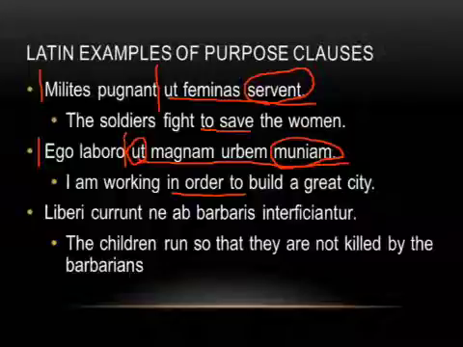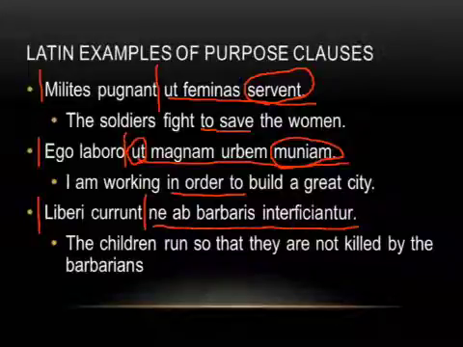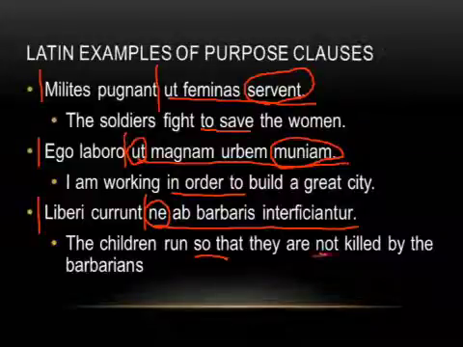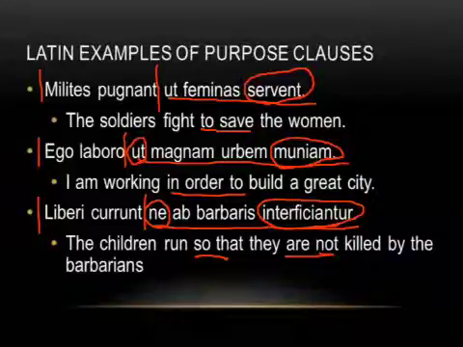I can translate it as in order to, or simply to build, or so that I build a great city. Next, liberi currunt ne ab barbaris interficiantur. So notice again, independent clause, nothing special about it, indicative, the children run. If you just saw liberi currunt, you wouldn't do anything with it but say the children run. Now we're going to look at our purpose clause. The ne makes this negative, so they are running in order that something does not happen. So that they are not killed, verb in the subjunctive, and then an ablative of agent, by the barbarians.